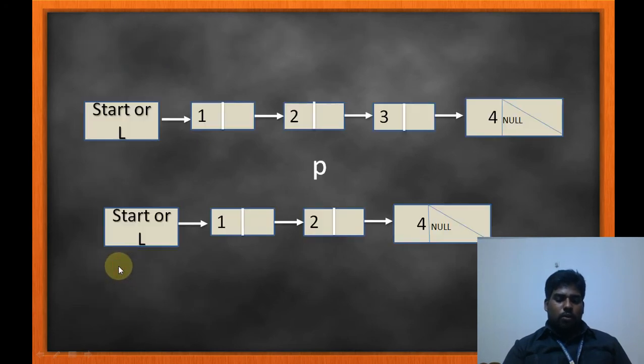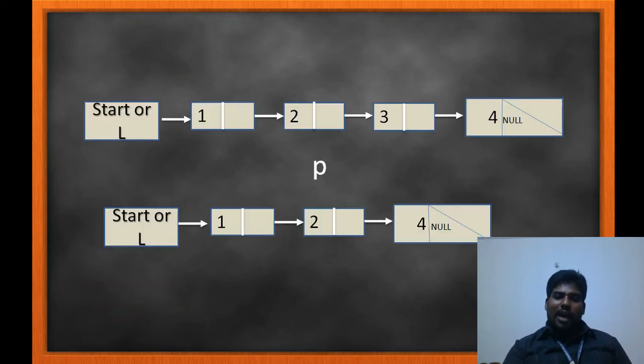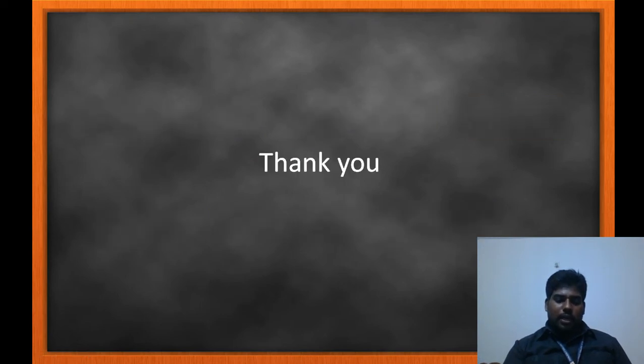Now once the while loop fails, it will come out, PTR equal to PTR's next. So again, after the position you have to delete. So now PTR is here. So PTR equal to PTR next, it will come here. Now the PTR has come here. So after the position the 3 has to be deleted.